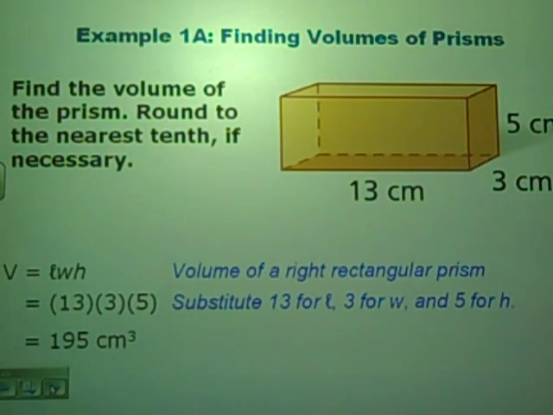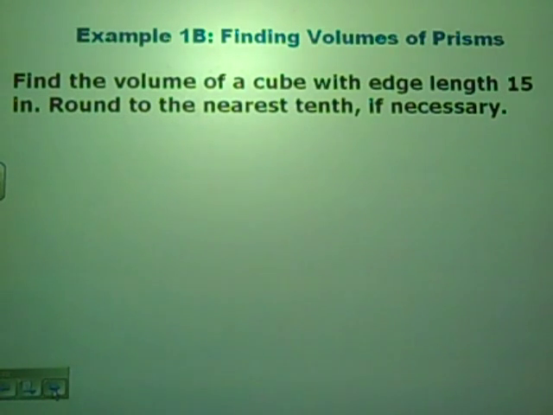Once you do that, you're not done, recall, until you've added your units. Now I have 13 centimeters here times 3 centimeters here times 5 centimeters for the height. So I have centimeters cubed. I've multiplied length, width, height, 3 times. So cubic units for your volume formulas. Let's look at this again.